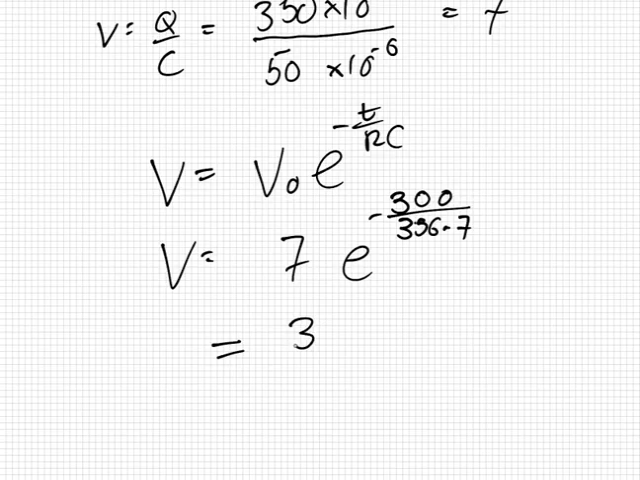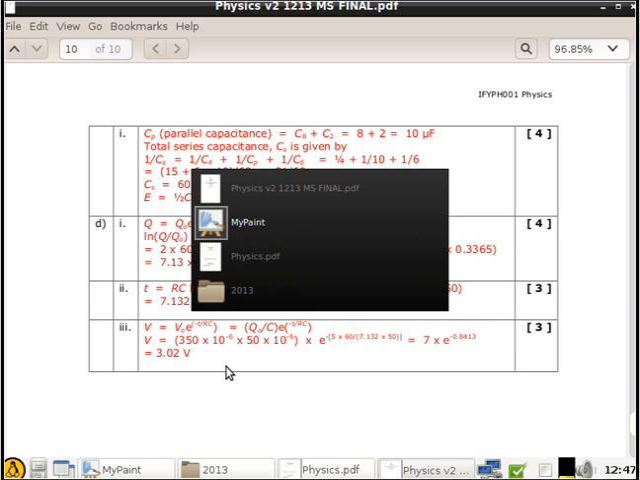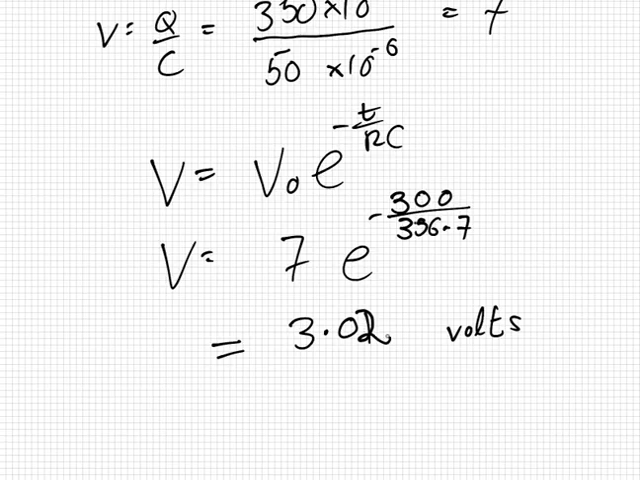16? 3.01. 3 point... Yeah, 3.081, which is 3.0. It's 0.8. Oh, 0. Well, let's see what we'll go for here. 3.02. Yeah, 3.02.